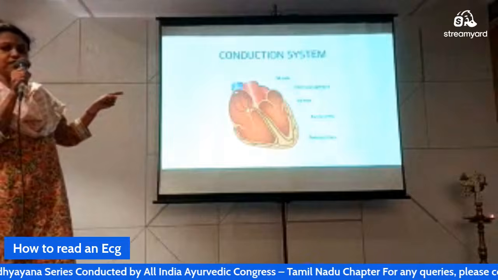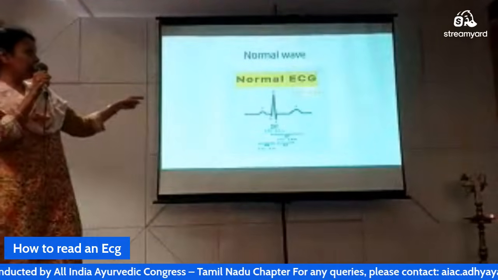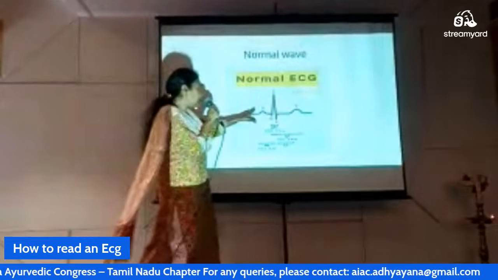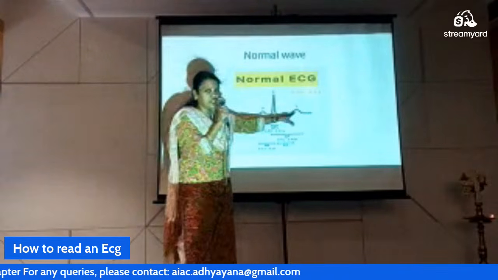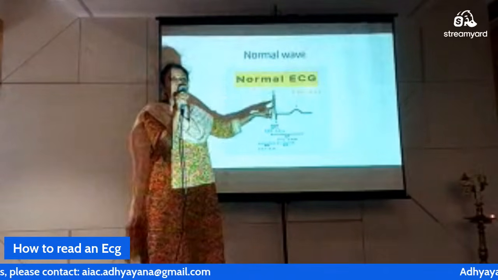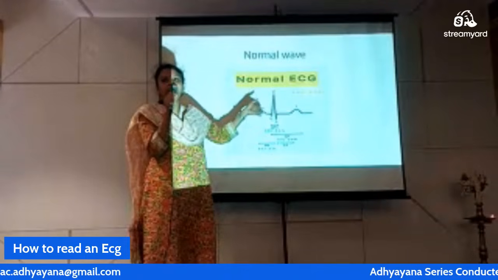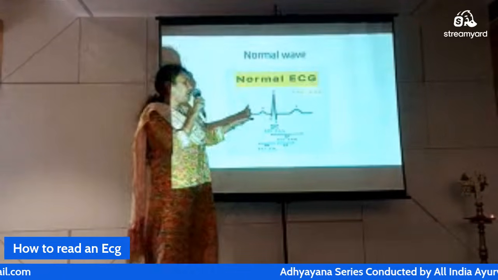So how does it come as a graph? Next slide. It comes like this: as a P wave, a Q wave, an R wave, an S wave, and a T wave. Please don't ask me why it is PQRST. It is like that only. Why they are not named ABCD, I don't know. It is PQRST.